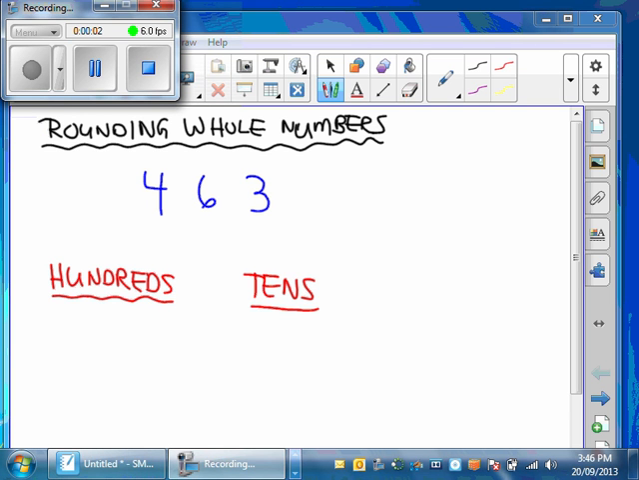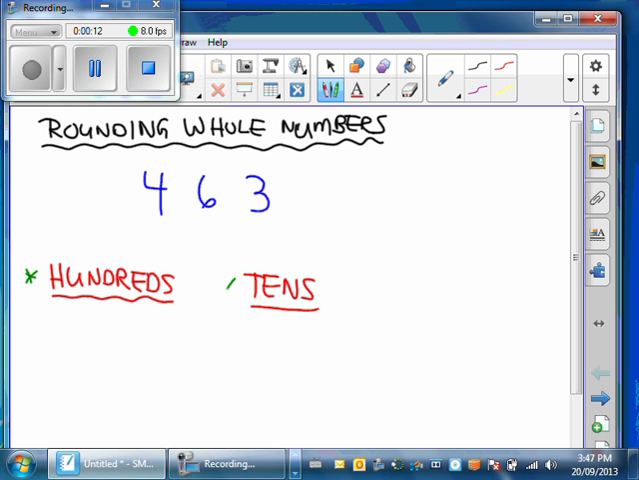Okay, we're going to take a look at rounding whole numbers like we did in class. So what we have here is the number 463, and we are going to attempt to round this number to the nearest hundreds and the nearest tens. Before we even get started, we need to identify the different place values that we have here.